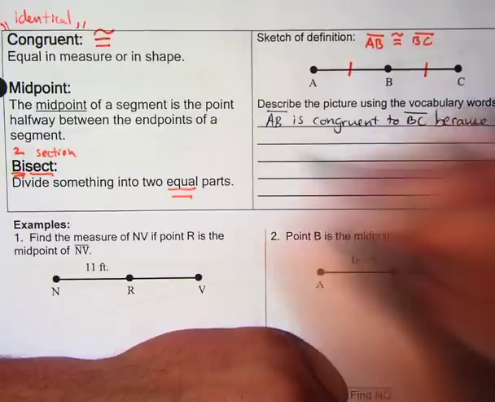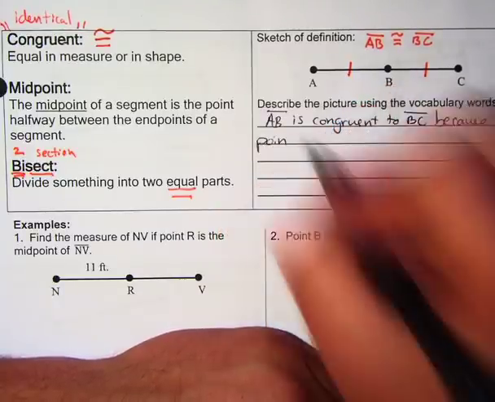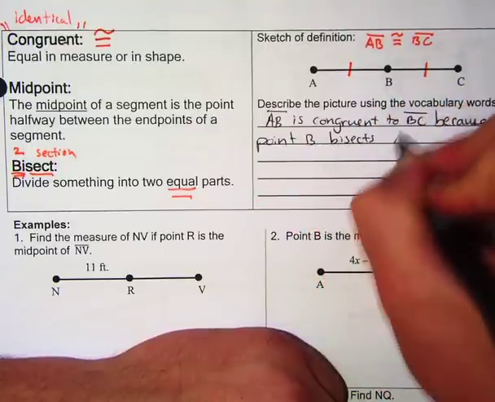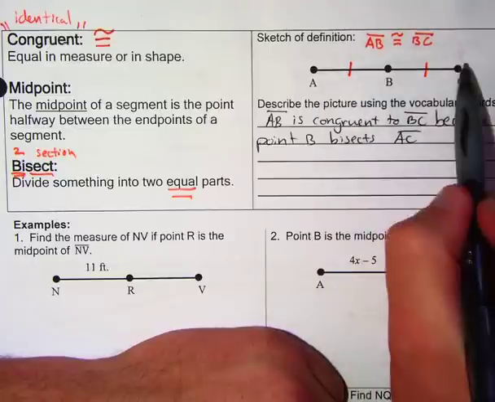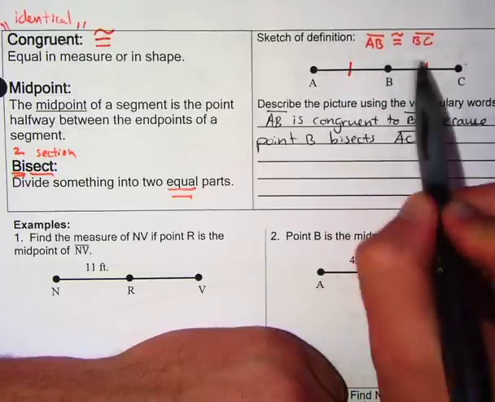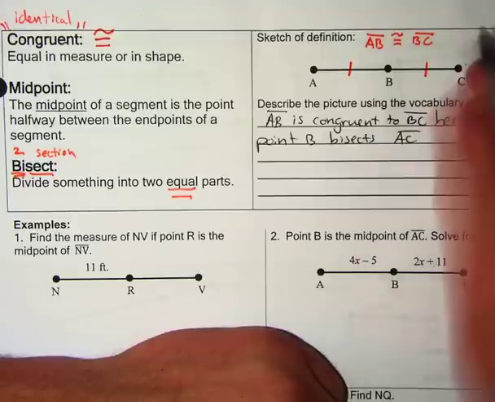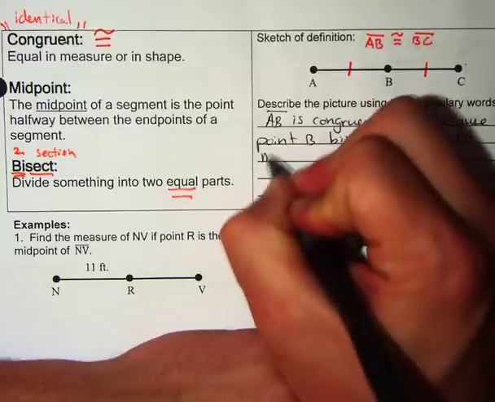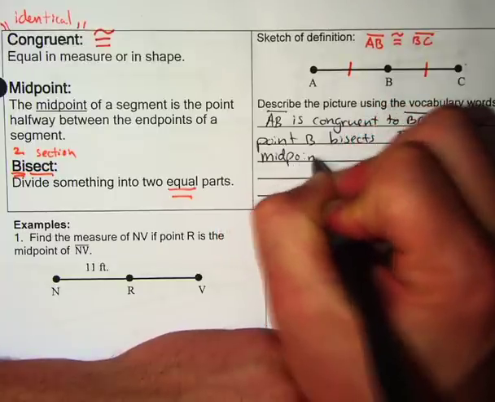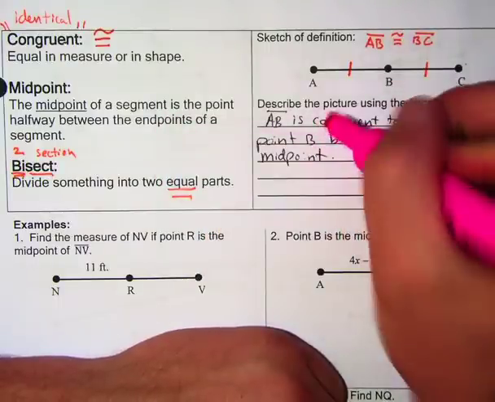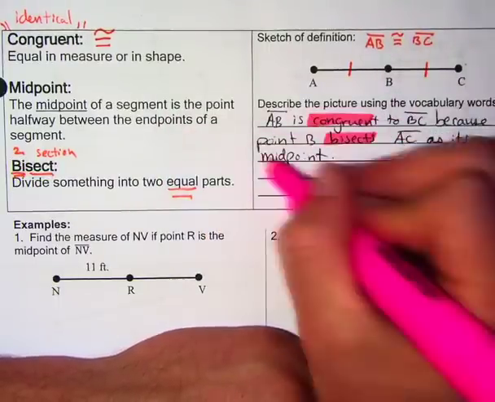Because point B bisects segment AC, which is the whole thing. So point B is a bisector, cuts it in half to 2 equal pieces. Okay, it bisects AC as its midpoint. It's the middle point. And you can see here I worked hard to get in all 3 of my vocab words, and in this case they are congruent, bisects, and midpoint.